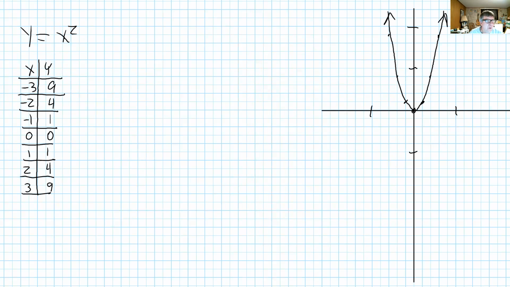Now we're going to go inside. So instead of having x squared plus 2, we've got x plus 2, the quantity squared. So I'm changing what's inside being squared. Okay? Let's see what that does.